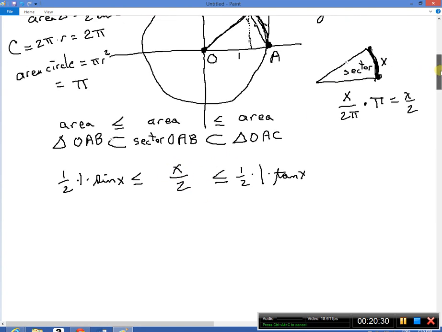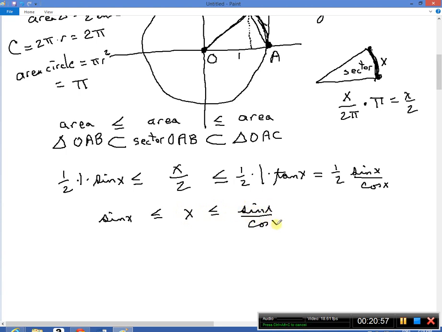Okay, now we can do some algebra and some trig. Put in the tangent is equal to sine over cosine right here. So this is sine x over cosine of x. And then multiply everything in sight by 2 to get rid of all those nasty 2's, 1/2, and you end up with sine x less than or equal to x less than or equal to sine x over cosine of x.